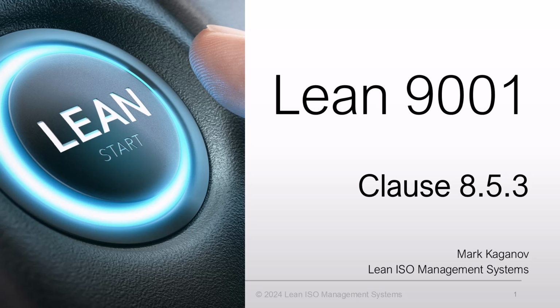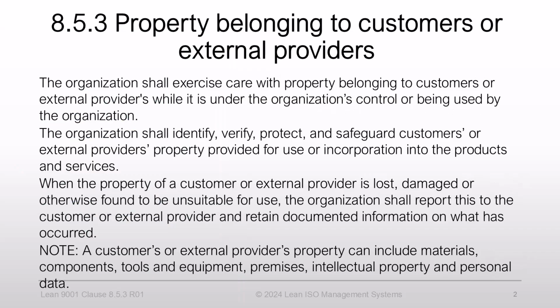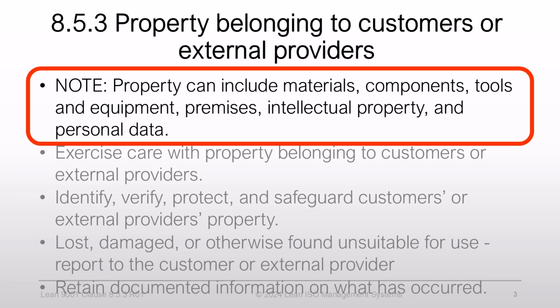This video discusses element 8.5.3, property belonging to customers or external providers. This clause consists of 3 short paragraphs and a note at the end defining property belonging to customers or external providers. To address this element, I suggest starting from the note to identify the boundaries of the clause. The note defines what property belonging to customers or external providers may be. Some of these are obvious, some not, which we will explore.